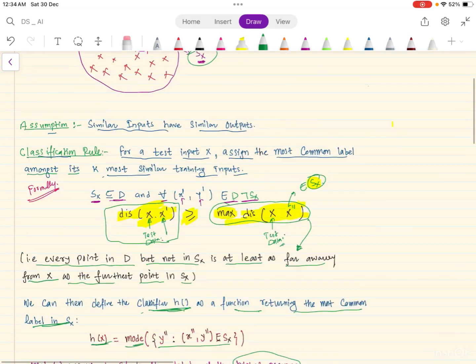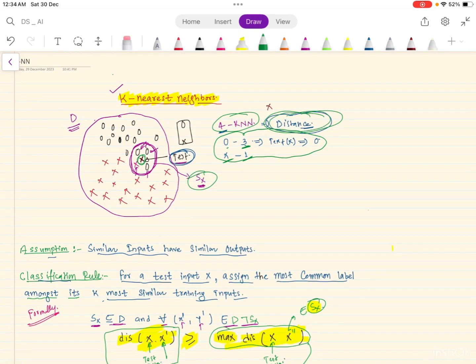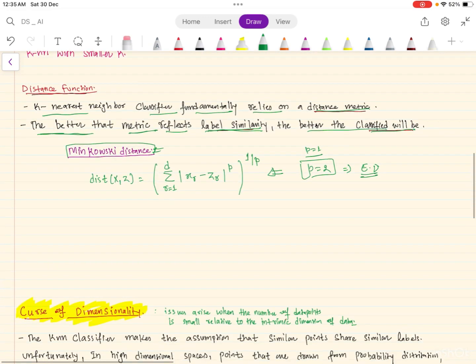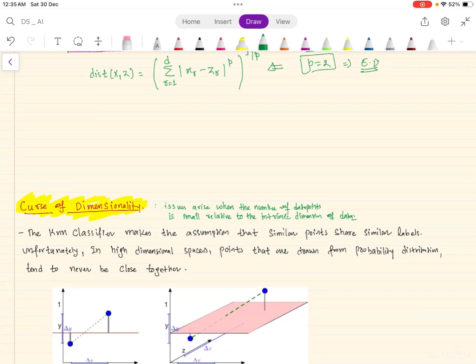Here we are using the distance formula to calculate the k nearest neighbor, right? And if we have data points with high dimension, then 2 points will never be close to each other. The KNN classifier makes the assumption that similar points share similar labels. That is the assumption we have made. Unfortunately, in high dimensional space, points that are drawn from a probability distribution tend to never be close together.